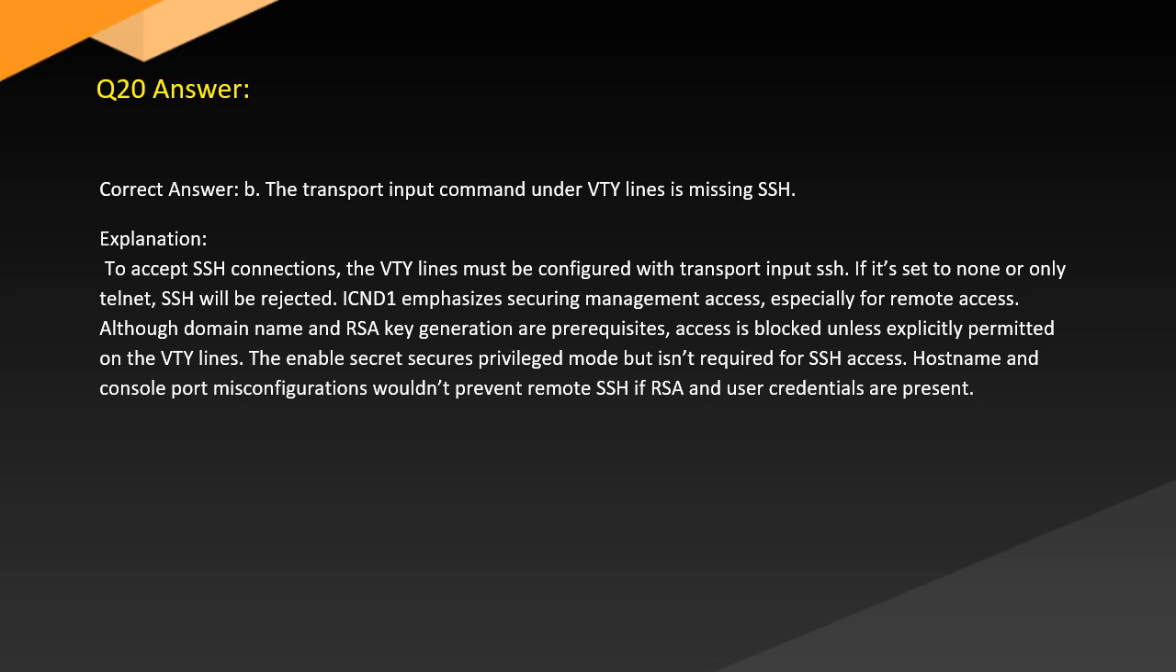Answer. Correct answer: B. The transport input command under VTY lines is missing SSH. Explanation. To accept SSH connections, the VTY lines must be configured with transport input SSH. If it's set to none or only telnet, SSH will be rejected. ICND emphasizes securing management access, especially for remote access. Although domain name and RSA key generation are prerequisites, access is blocked unless explicitly permitted on the VTY lines. The enable secret secures privileged mode but isn't required for SSH access. Hostname and console port misconfigurations wouldn't prevent remote SSH, if RSA and user credentials are present.